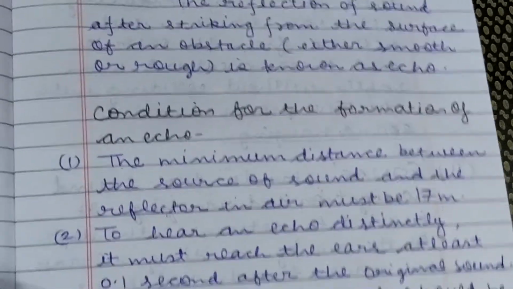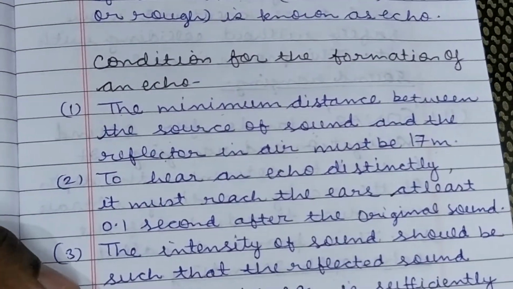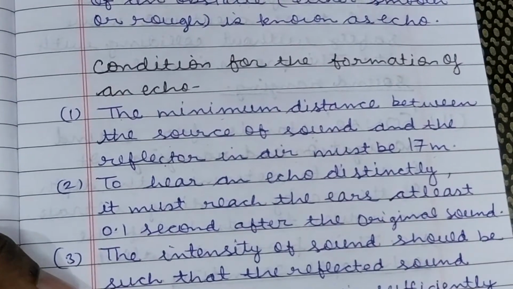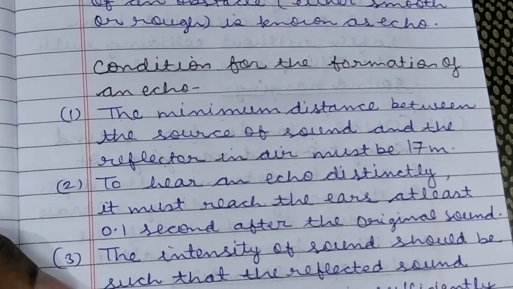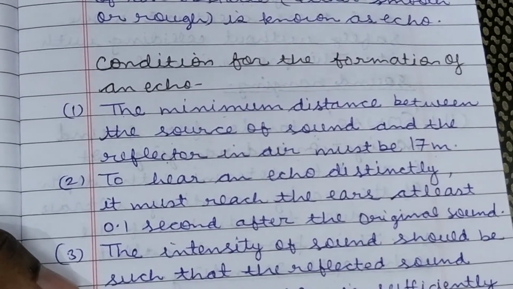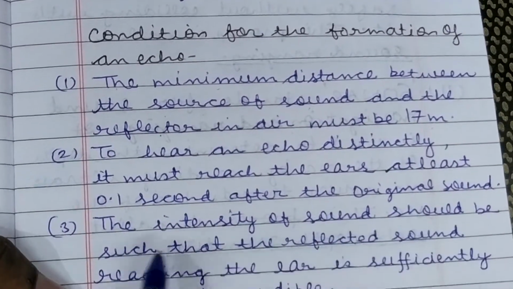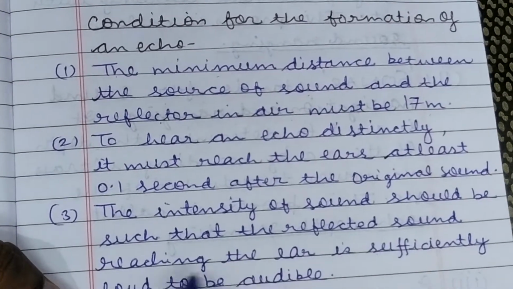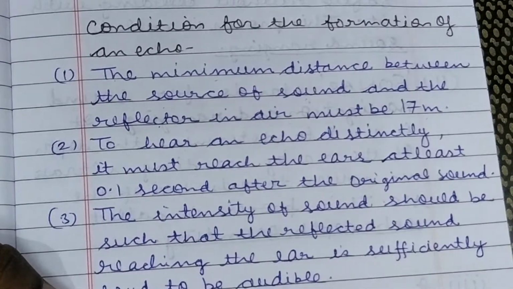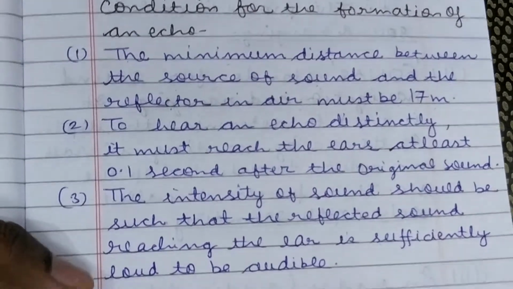Next, to hear an echo distinctly, it must reach the ear at least 0.1 second after the original sound dies off. If the sound comes in less than this time, there will be overlapping of the original sound and the echo, and there will be confusion. Third, the intensity of sound should be such that the reflected sound reaching the ear is sufficiently loud to be audible. It means if you are whispering, you cannot hear the echo. There should be sufficient intensity of sound.